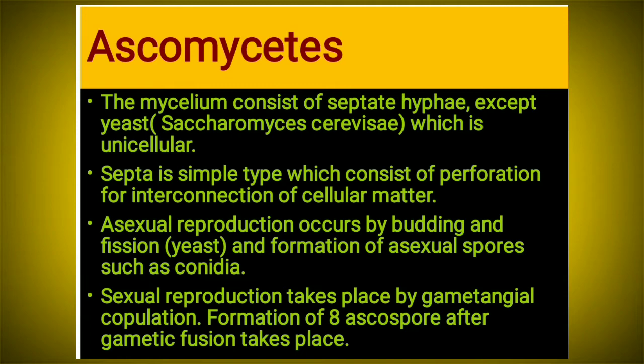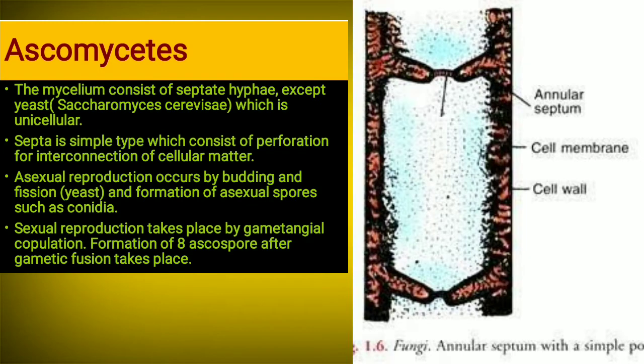The first difference that we can see here is that the mycelium consists of septate hyphae. So here all the hyphae are septate, so therefore we get the septate mycelium, except one member, that is yeast. Yeast, its scientific name is Saccharomyces cerevisiae, which is unicellular. The second point is that the septa are of simple type, which consist of perforation for interconnection of cellular matter.